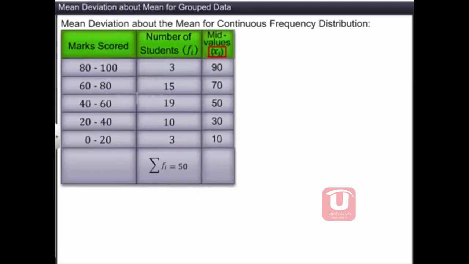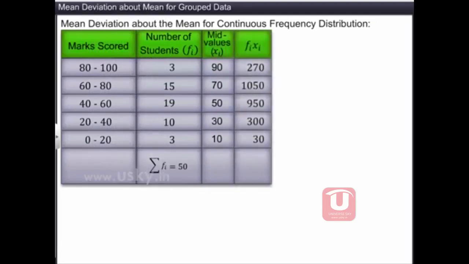Next, we'll find the mean deviation about the mean of a continuous frequency distribution. Let's consider the frequency distribution shown here. In such cases, to find the mean of the data, we need to find the mid-values of the class intervals. Let's denote them by xi.